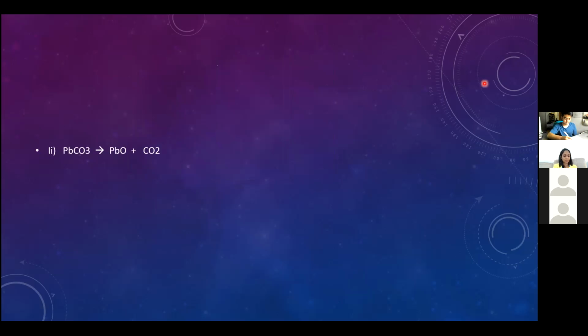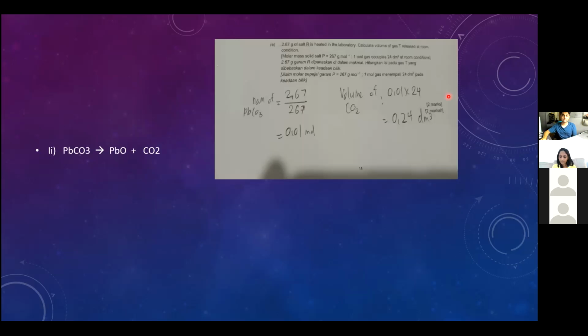Welcome. So now, the last one, the calculation question. They say 2.67 grams of solid R is heated in the laboratory. Calculate the volume of gas T released at room conditions. So we know our molar mass of solid R is 267 grams per mole. I think there's a typo in this question. 1 mole of gas occupies 24 decimeter cube at room temperature.